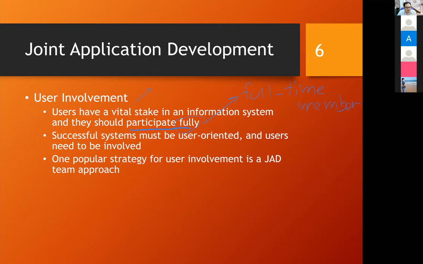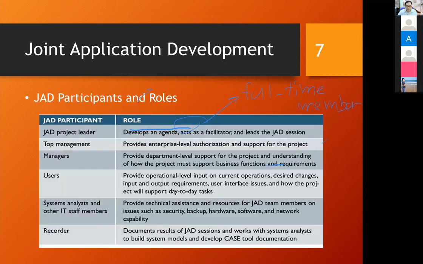One popular strategy for user involvement is the JAD team approach, or joint application development approach. So let's see, how do we organize the joint application development? For the joint application development, we allocate the participants to be like this. We have the JAD project leader, top management, managers, users, system analysts and IT staff, and a recorder.